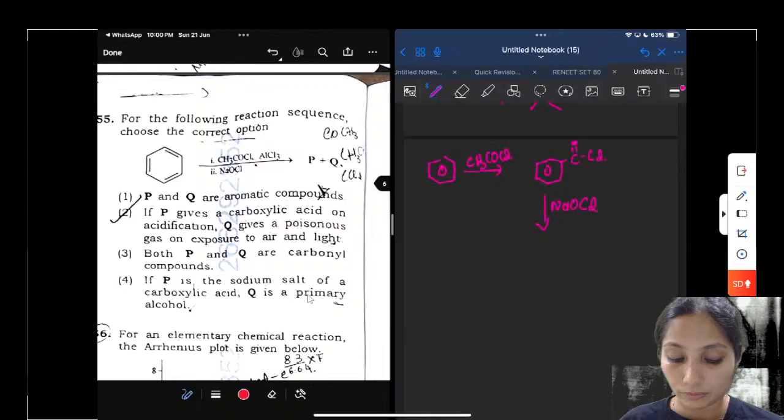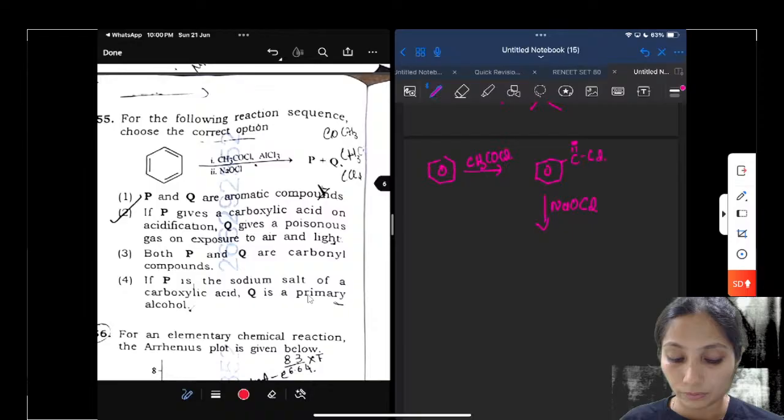Okay, so sorry. When acyl chloride is treated with NaOCl, we get C6H5COOCl. This product will be obtained. Along with this product, if we are heating this further, it forms C6H5Cl plus CO2. So the final product is C6H5Cl plus CO2.